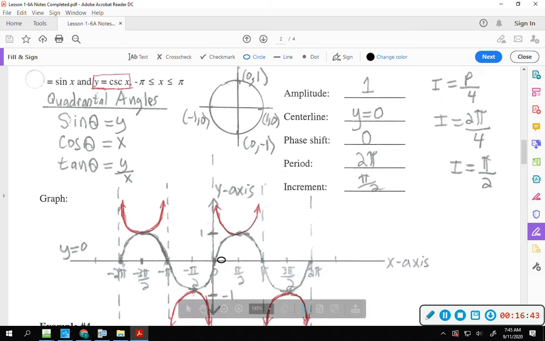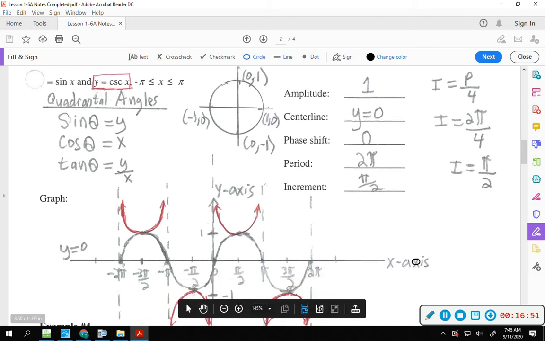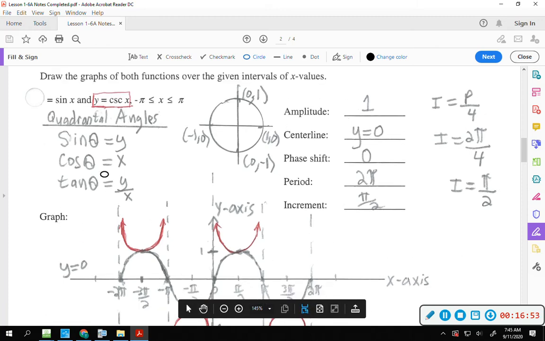Just to review this, our amplitude here is 1. There's no coefficient in front of the sine, so it's assumed to be 1. The center line is y equals 0, or the x-axis, because there isn't a constant being added or subtracted to the sine function. The phase shift is 0. We're starting at 0 because there isn't a value added or subtracted to the argument of x. And the standard period for sine is 2 pi.